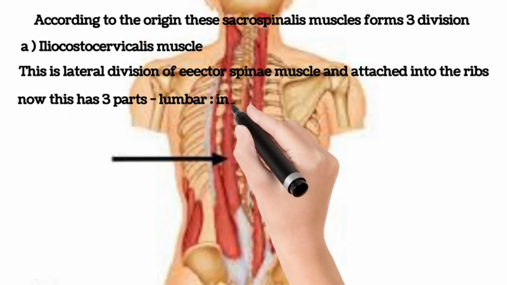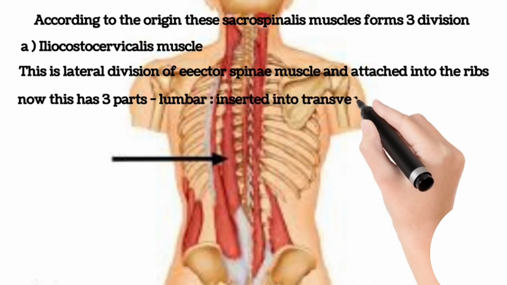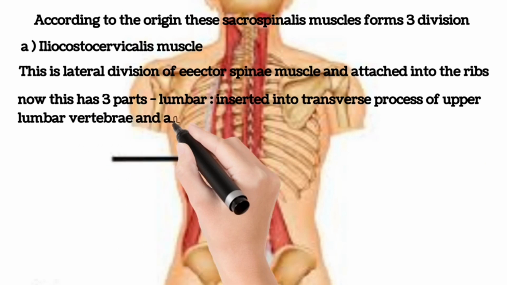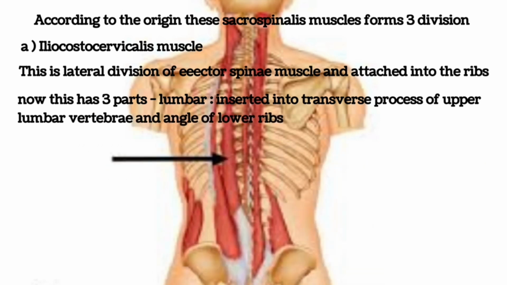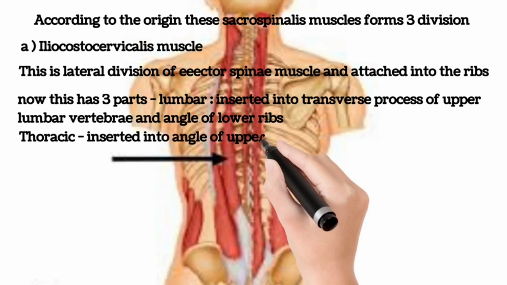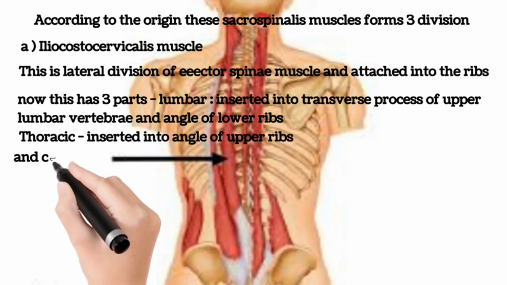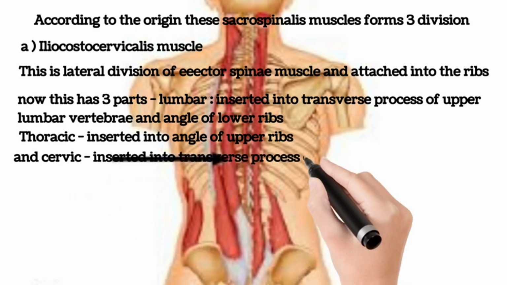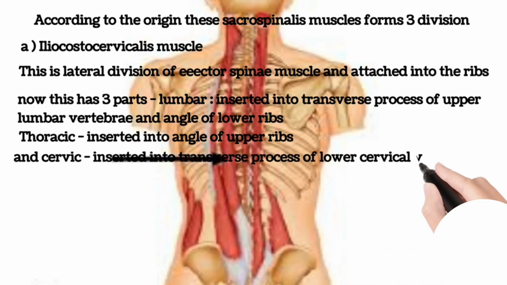This muscle is the lateral division of the erector spinae muscle and is attached to the ribs. Now this has three parts. First one is the lumbar, inserted into the transverse processes of the upper lumbar vertebrae and angle of the lower ribs. Thoracic is inserted into the angle of the upper ribs, and cervicis is inserted into the transverse processes of lower cervical vertebrae.